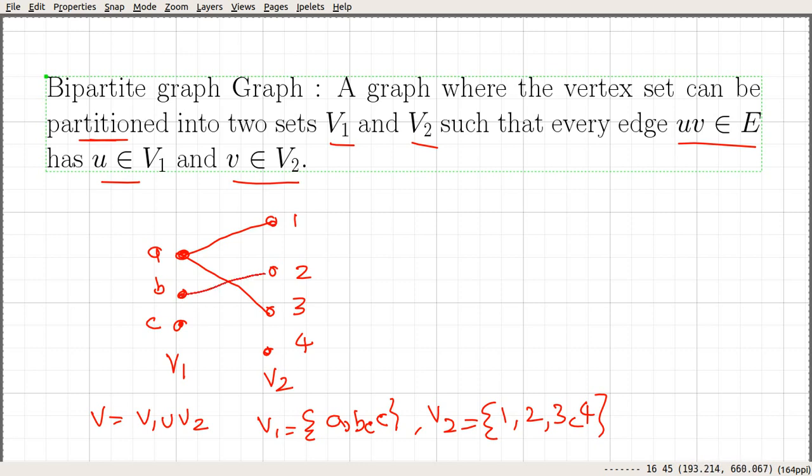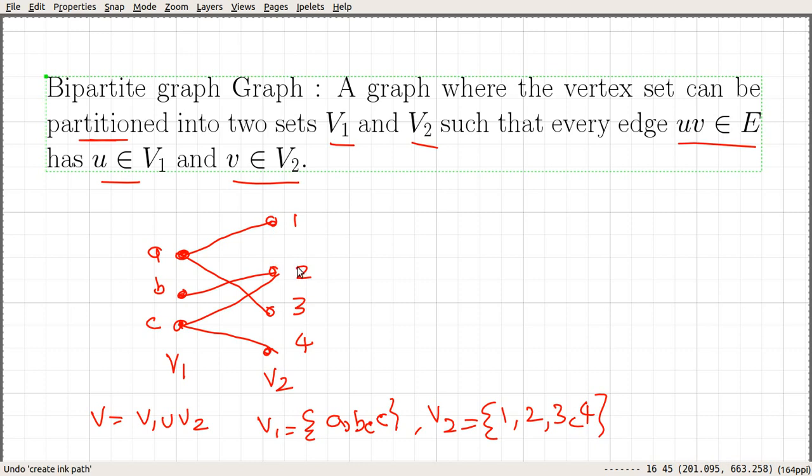An edge like this. So here we can see that the edges are only between V1 and V2. So this is an example of what is called a bipartite graph. If you add one more edge here, it is no more a bipartite graph. It violates the definition, because there is an edge between two vertices in our V2 set. So this is an example of what is not a bipartite graph.